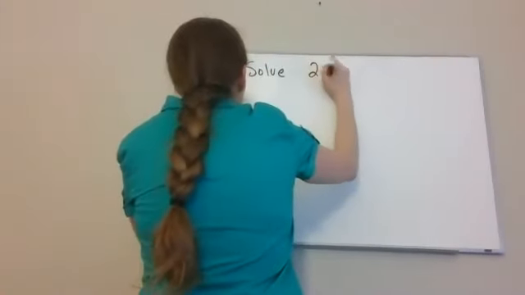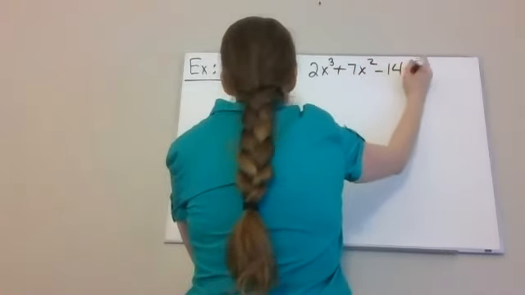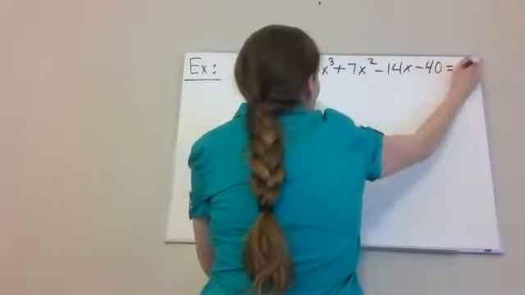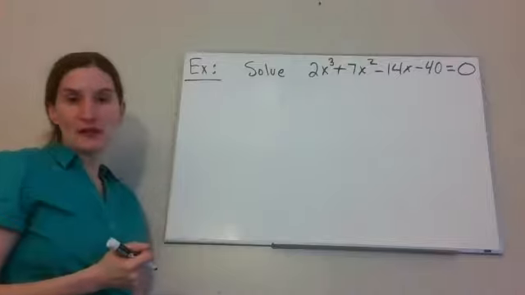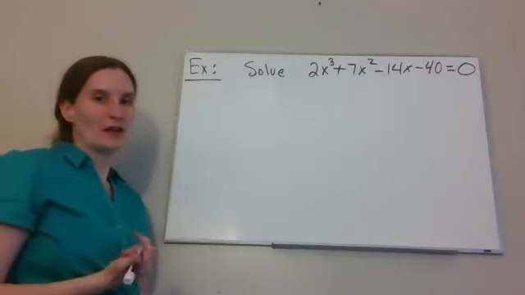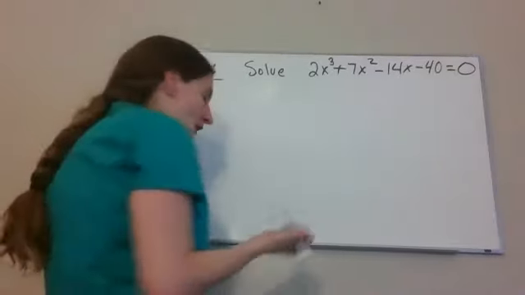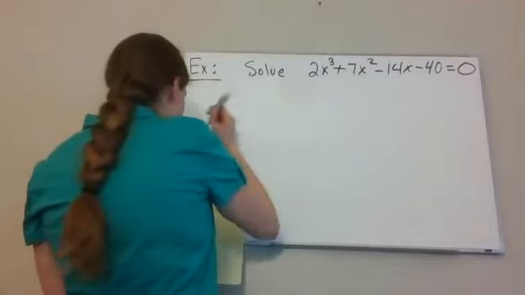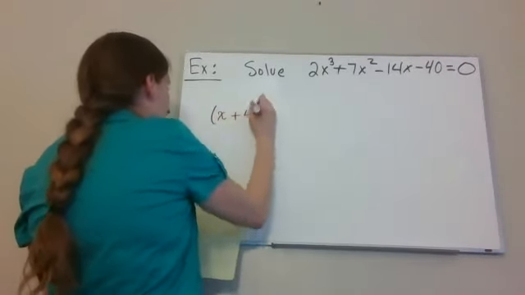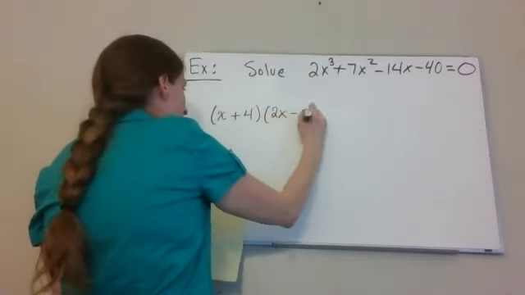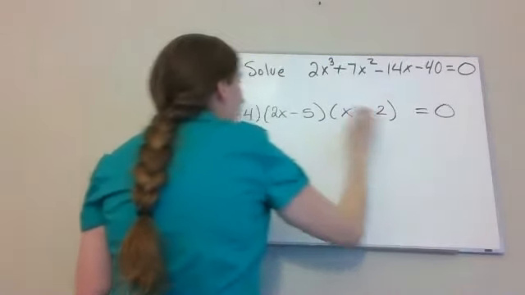Let's solve 2x to the third plus 7x squared minus 14x minus 40 equals 0. So this polynomial set equal to 0 should look a little familiar, and it's because that's the same polynomial we just factored in the last example. So the way I would solve this is I would write it completely factored, like we had just done. x plus 4, 2x minus 5, and x plus 2. And all of that equals 0.